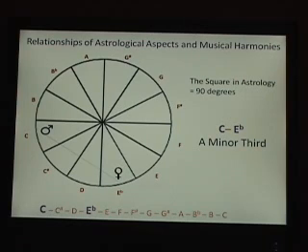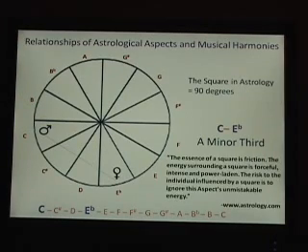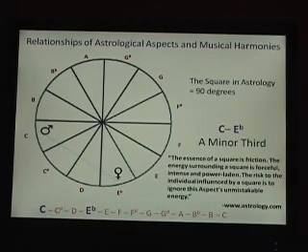It's a different sound. This is a minor third. This is the major. Sounds bright and happy, and this is the minor third. Now what does Astrology.com say about this relationship? It says, the essence of a square is friction. You can literally hear it in the music.